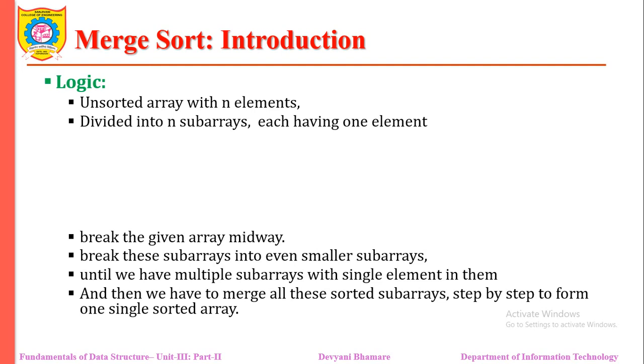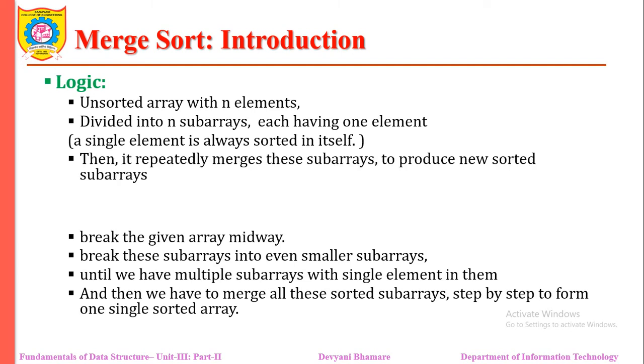So the logic is that first of all, we take the unsorted array with n elements. Then divide that unsorted array into sub-arrays until we get one element in each sub-array, as a single element is itself sorted. Then we repeatedly merge these sub-arrays to produce new sorted sub-arrays, and at the end, we will get a completely sorted array.